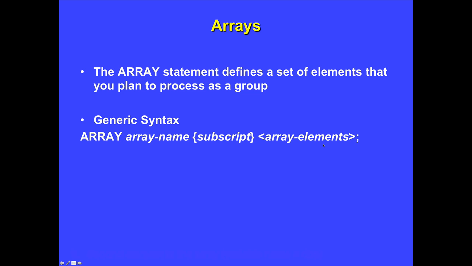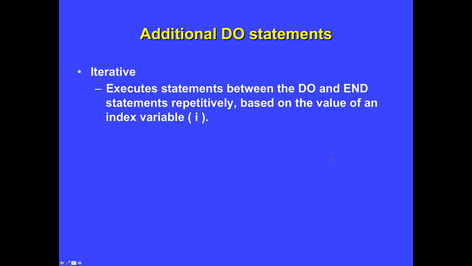So it should be evident now that what the array statement is doing is defining a set of elements, in this case variables are the elements, that you plan to process as a group, and it takes on this generic syntax. And then we've added in the additional do statement, and in this case the do statement is iterative, which means it's executing statements between the do and the end statement in a repetitive fashion. And the repetitive fashion is based on values of some index variable, which we defined as I in the previous example.